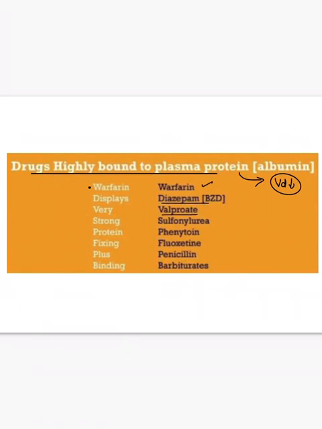Very means valproate, that is an anti-epileptic. Sulfonylurea, that is an anti-diabetic. Then phenytoin, again an anti-epileptic. Then you have fluoxetine. Then you have penicillin, an antibiotic. Then you have barbiturate. So these are the drugs which are highly bound.